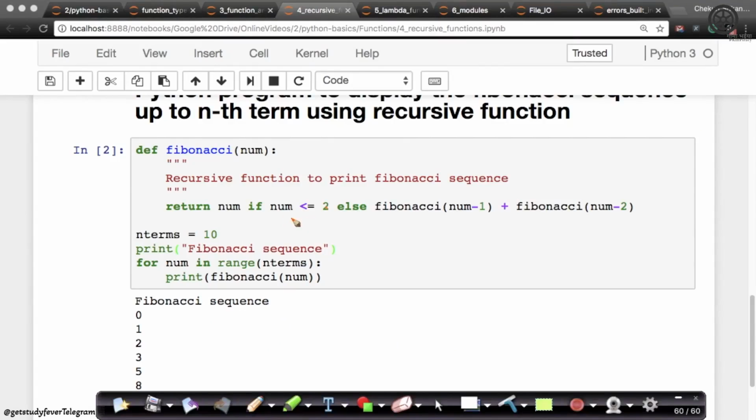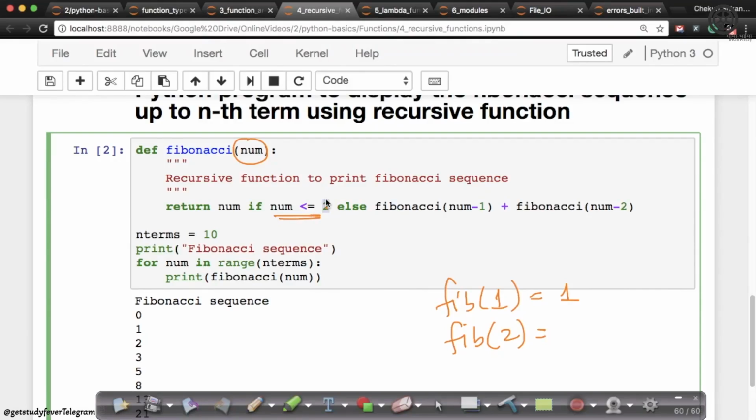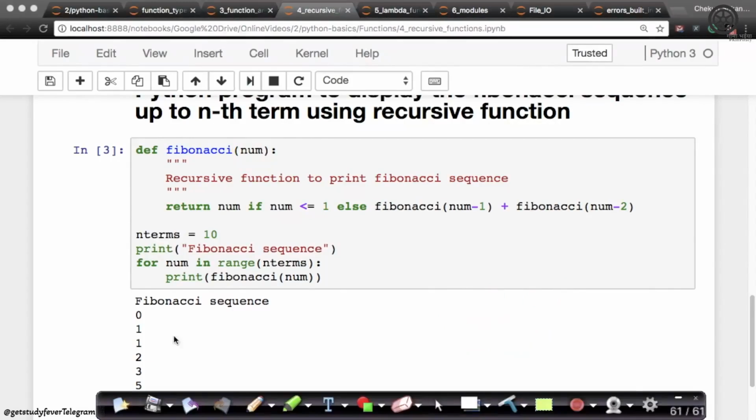So what I'm saying here is that if you're given Fibonacci of 1, I'm saying Fibonacci of 1 equals 1 itself. Fibonacci of 2 equals, oh, there is a small bug. Sorry. Okay, let me just say num less than or equal to 1. So this is the right implementation. Now let me explain to you why. What it's saying here is return num if num is less than or equal to 1. So what I'm saying here is Fibonacci of 0 equals 0, Fibonacci of 1 equals 1. These are my boundary cases.